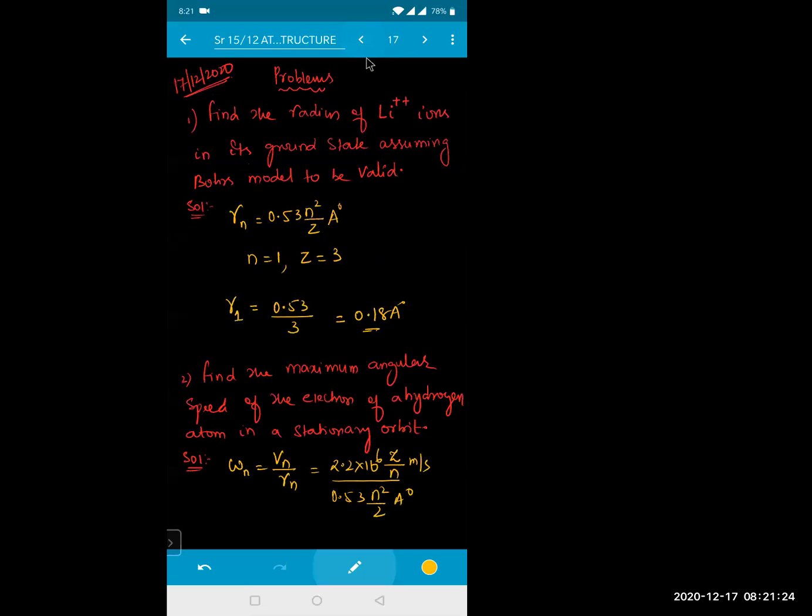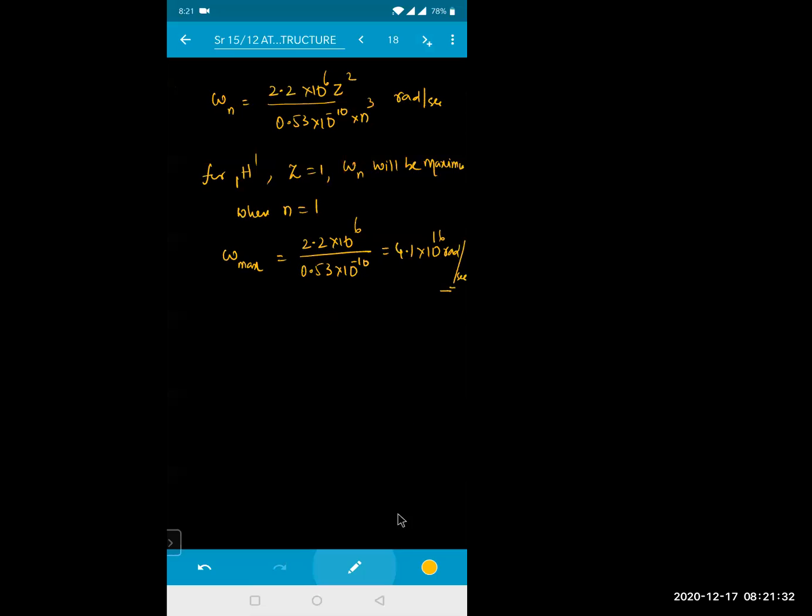So that is about your next question. Find the maximum angular speed. Maximum angular speed and n value must be equal to 1. So just use the formula, you'll get the answer for that. Okay. Next question, student.